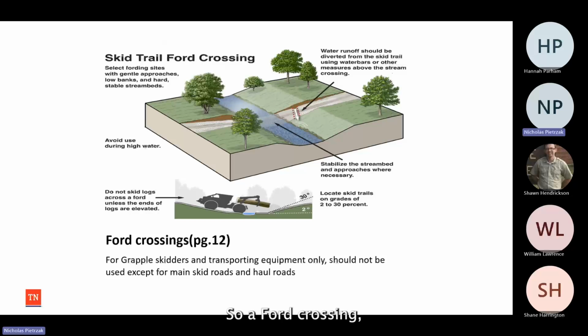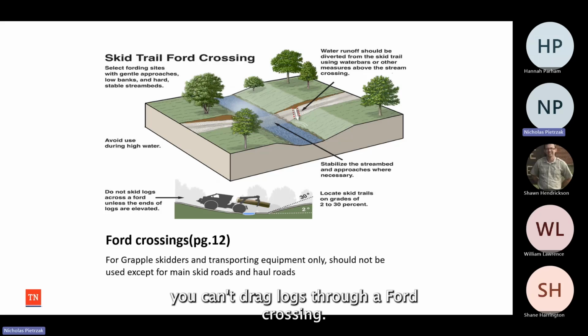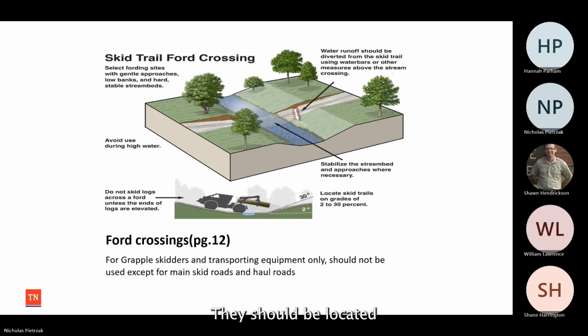So, a ford crossing. Typically these are not used for skid trails, just because you can't drag logs through a ford crossing. They should be located where stream banks are low. It should be a solid bottom, and where necessary, establish a hard surface by using clean and not crushed gravel to establish a low water crossing.